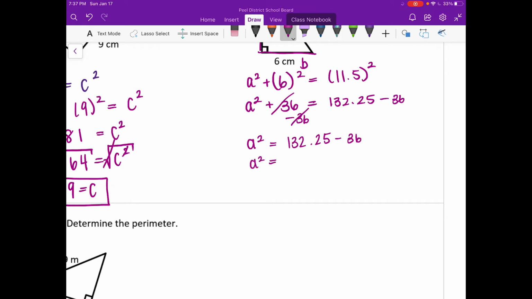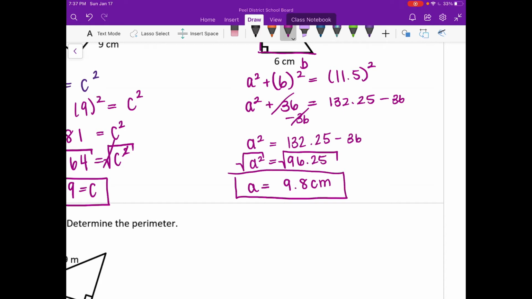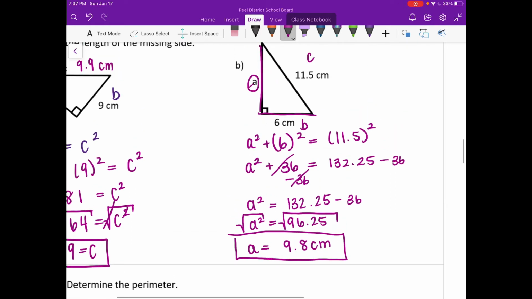132.25 minus 36 is going to give me 96.25. I'm still left with A squared, so to get rid of that squared, I'm going to do square root on both sides. And A is going to give me 9.8. I'm always going to put my units in, which is centimeters in this situation. So I know that side A must be 9.8.